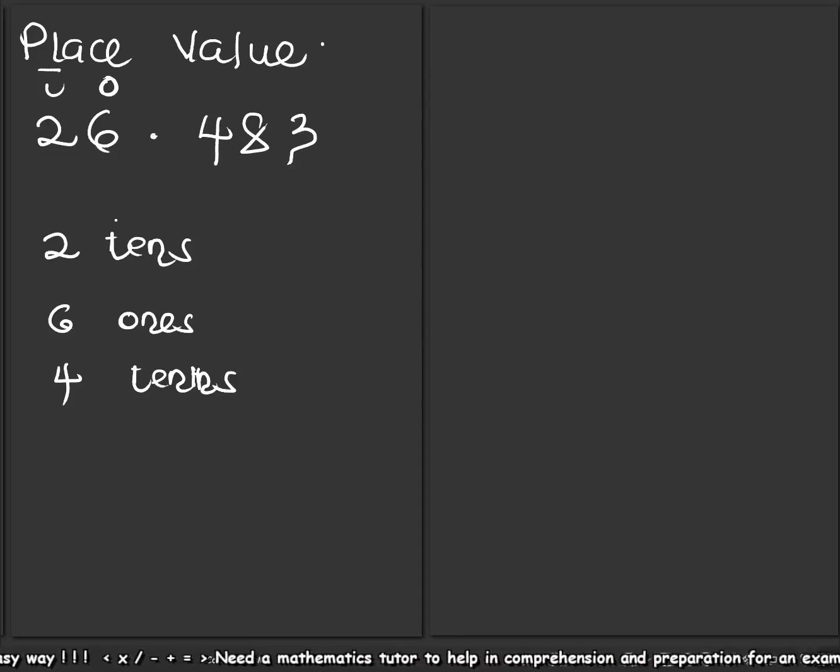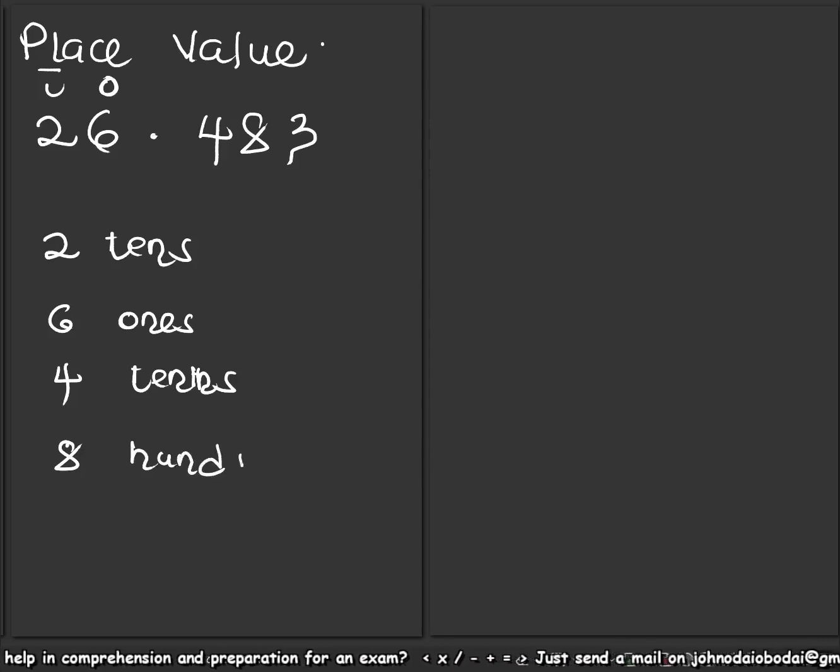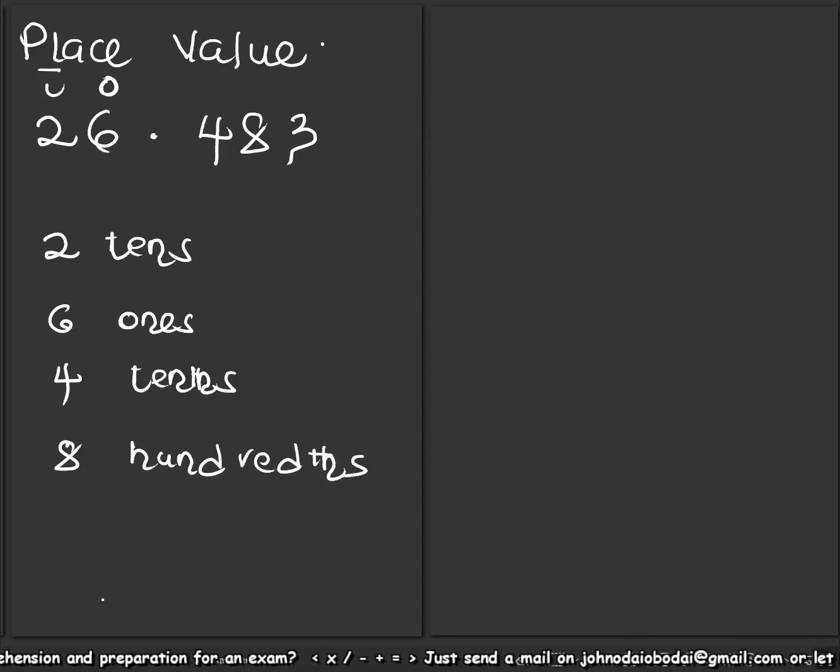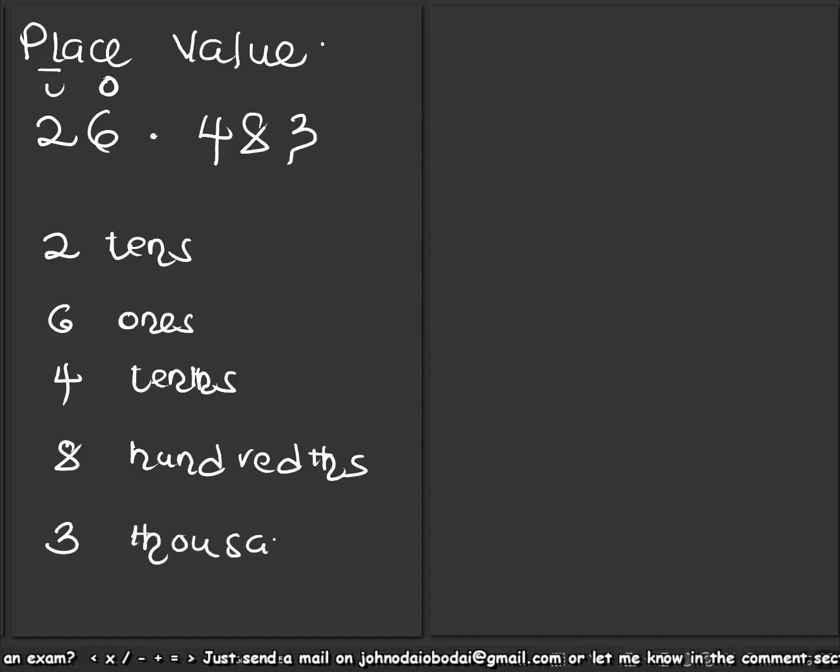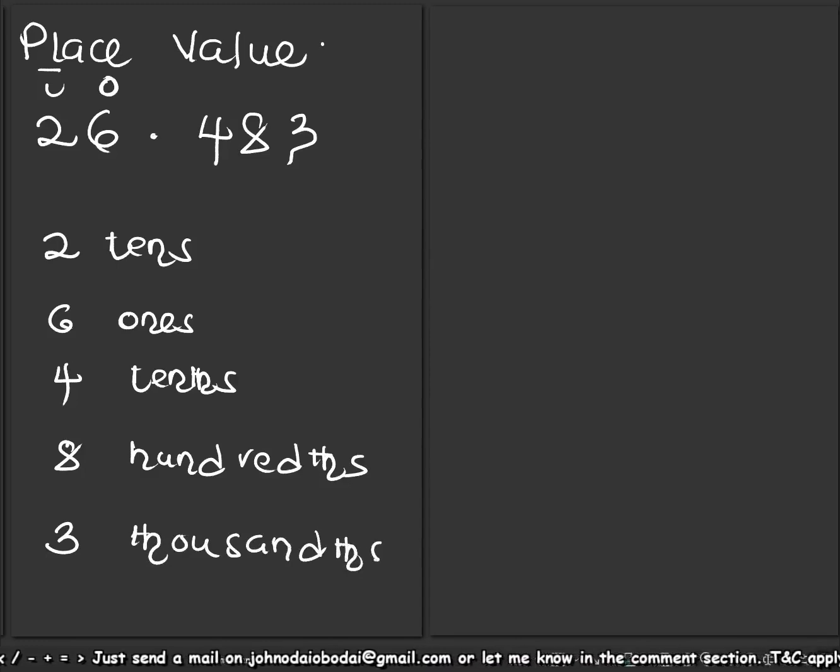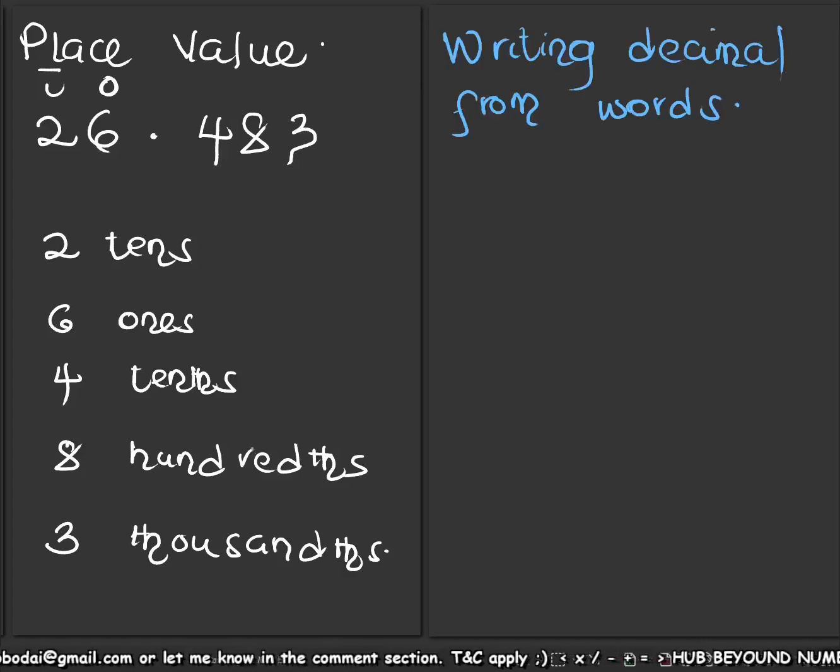But take note, we don't have a ones place for the decimals. Hence, we have 4 tenths, followed by 8 hundredths, that is 100 with a th, with an s attached to it. Then we have 3 thousandths, that is 1,000 with a th, and we end it with an s. This is the place value system in decimals, and that is going to help us write out decimals from words. With that said, let's look at how we can write the decimals from the words.